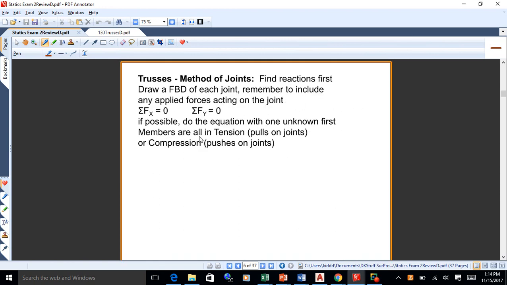Trusses method of joints, find the reactions first, draw a free body diagram of each joint. Okay, and then sum of fx equals 0, sum of fy equals 0 for the joint. Members are all in tension, which pull on both joints, or all in compression, which push on both joints.